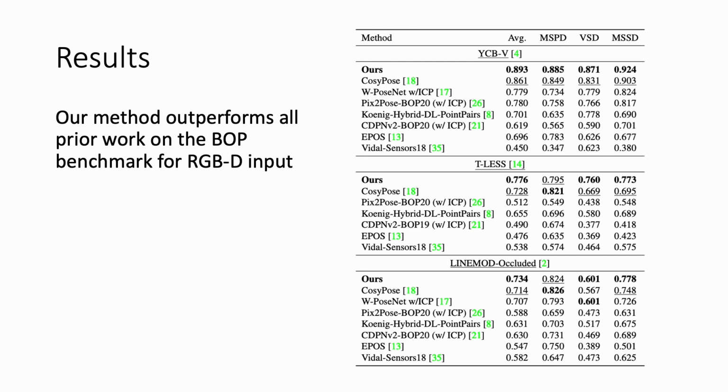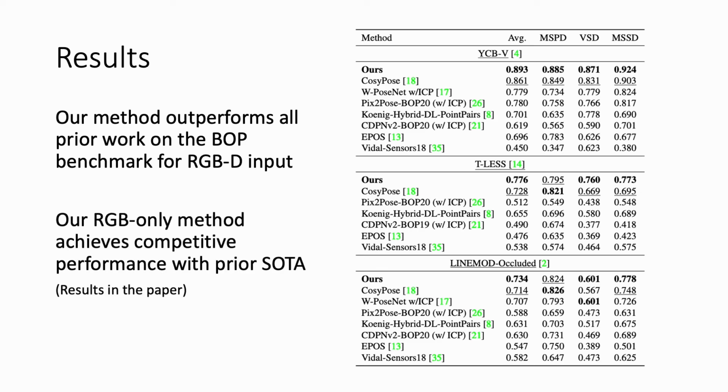Our method achieves higher accuracy than all prior work on the BOP benchmark, which consists of evaluation across several different datasets. Our RGB-only variant is competitive with the best prior work that also doesn't use sensor depth as input. Full results are in the paper and on the official BOP benchmark leaderboard.